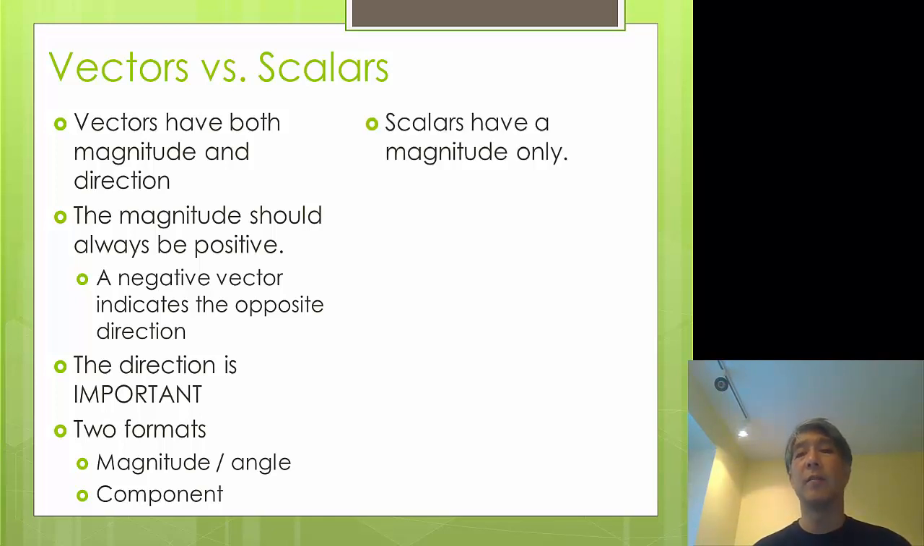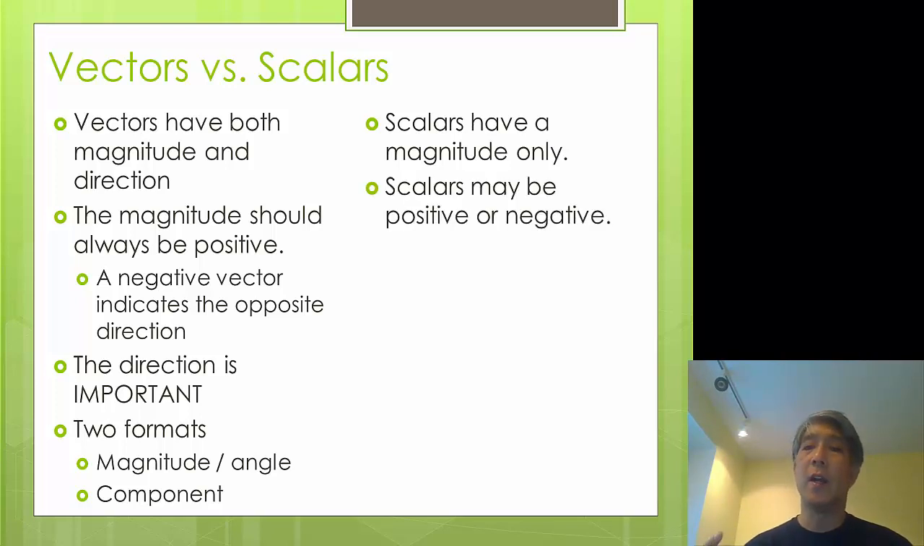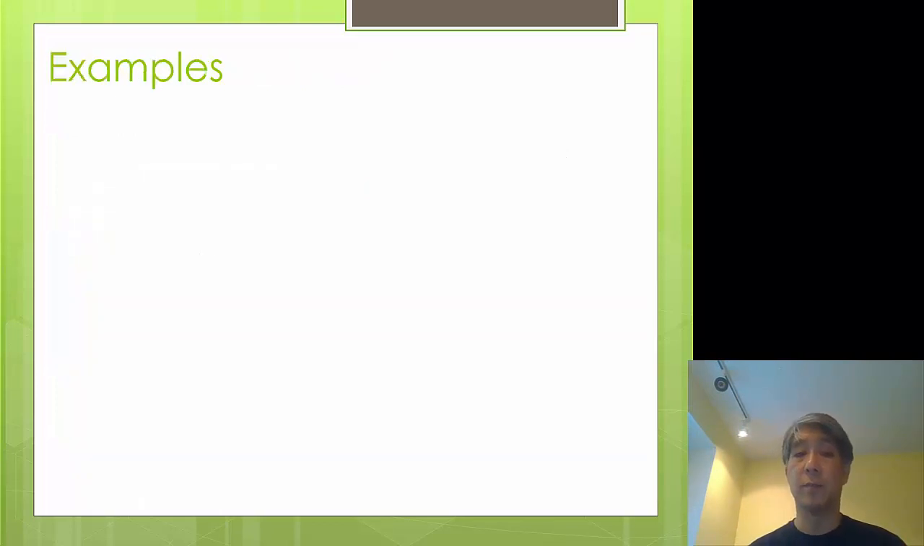Scalars, on the other hand, have just a magnitude. There's no direction associated with them. It doesn't matter where they point because they have no direction. A direction for mass, for instance, is meaningless. Scalars, however, can be both positive or negative. Temperature is another example of a scalar. There is no direction associated with temperature, but you can easily have a negative temperature, especially in the Celsius or Fahrenheit scale.